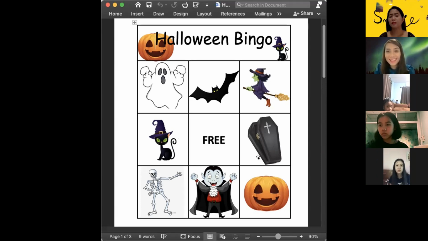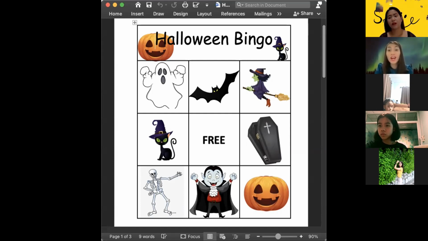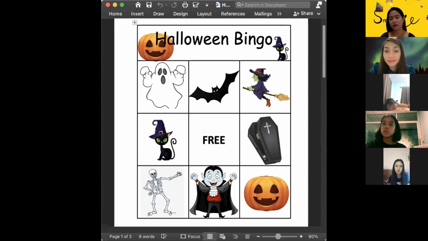Next, how about this? What is this? This is what we call a coffin. One more time, repeat after me. Pudangdang, let's say coffin. I can't hear you. One more time. Coffin. Again, what is this? Coffin.